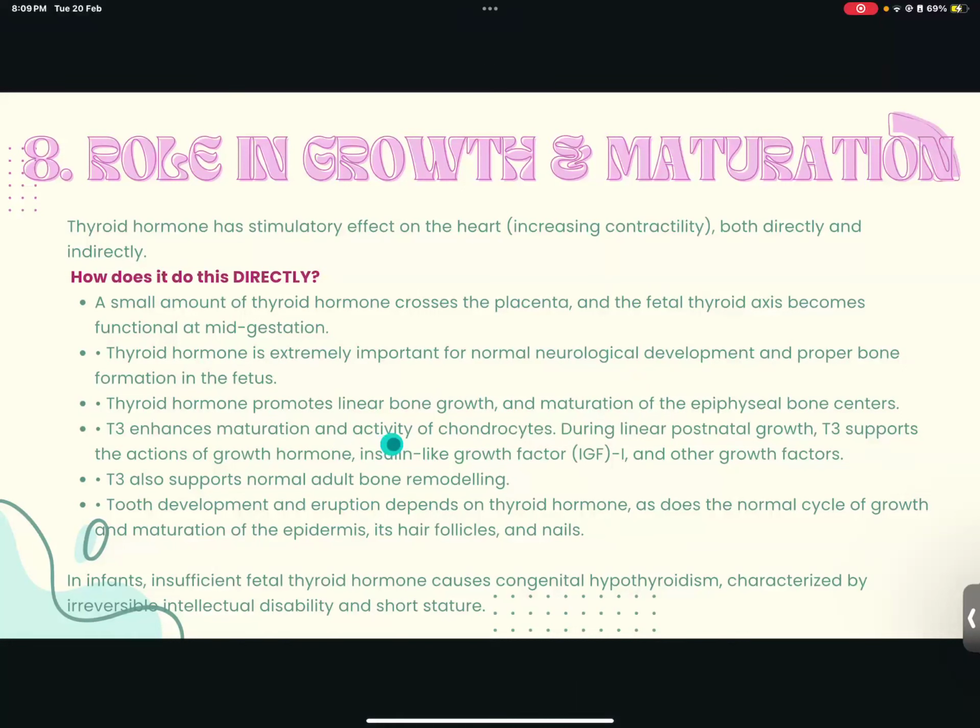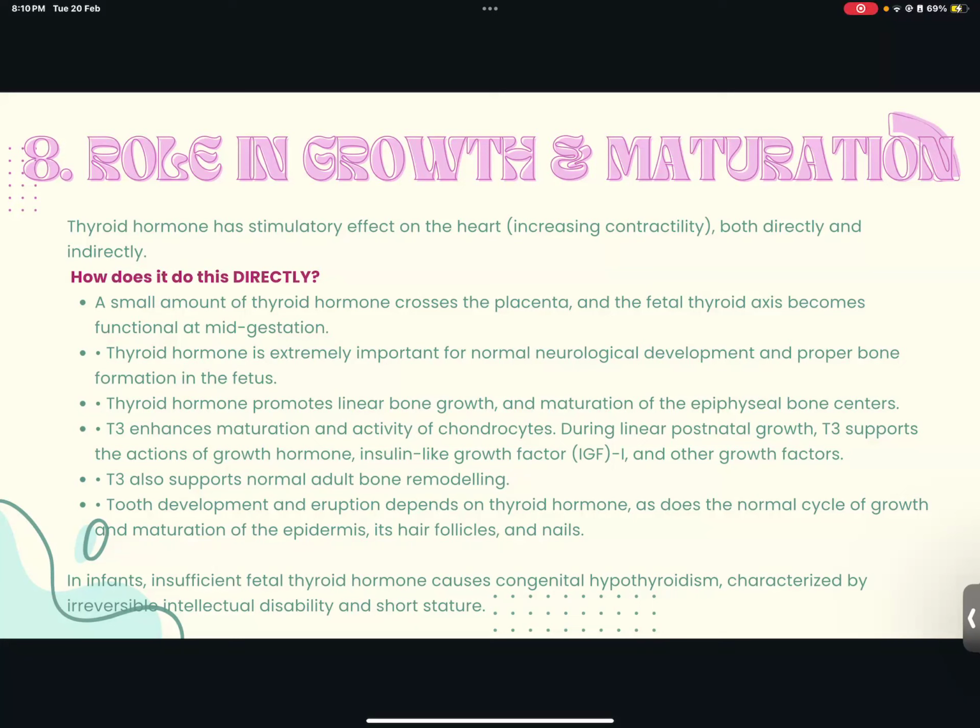T3 is also going to enhance the maturation and the activity of chondrocytes. So during postnatal growth, T3 is important for actions of growth hormone and other growth factors. And also in adults, apart from children, it's important for normal bone remodeling. I don't think you took this yet, but bone remodeling basically means that as you go on in life, many small fractures happen in the bones and they need to be fixed so that your bones don't fall apart.